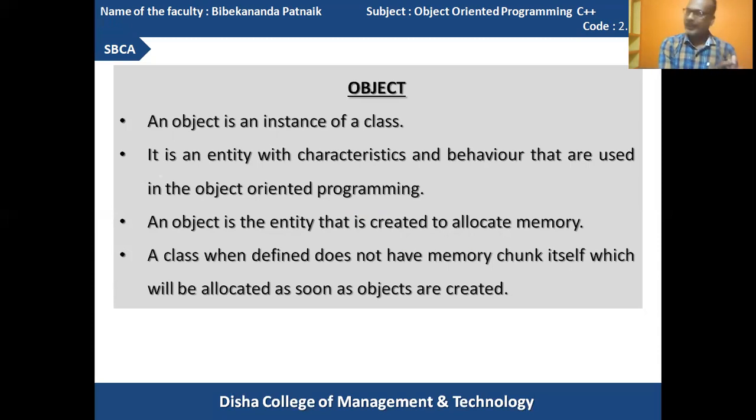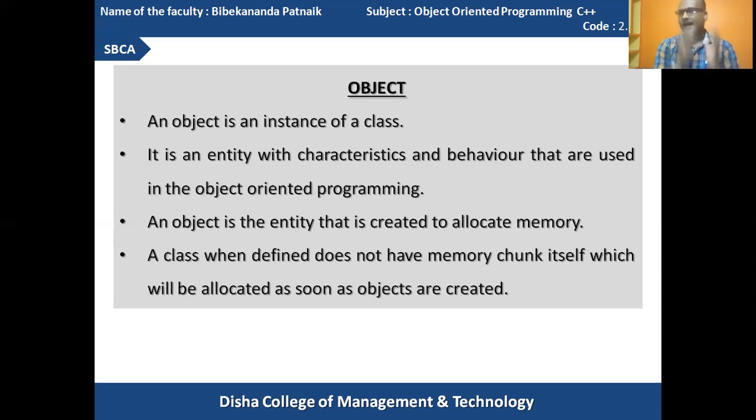So that's why it is an entity with characteristics and behavior. So it has its own attributes and its own characteristics as well as its own functioning part, that is called the behavior, that are used in object-oriented programming. So object-oriented programming is completely based on objects, one object, more than one object. So that's why an object is the entity that is created to allocate the memory. So whenever the object is created, it creates memory for the subsequent class. So it is basically called allocation of memory for the class and its properties.